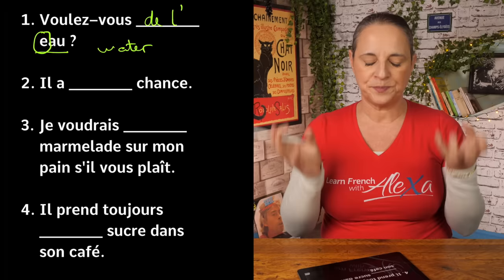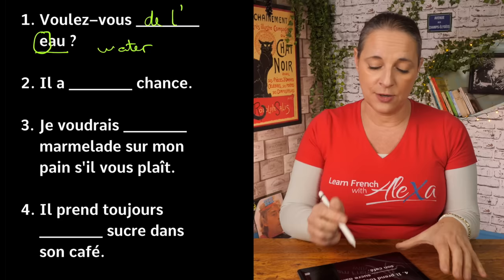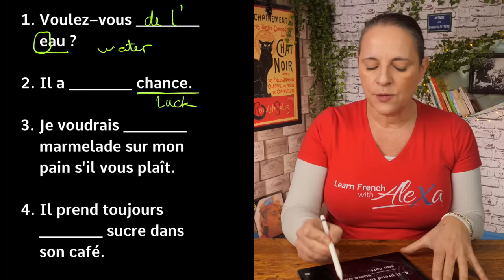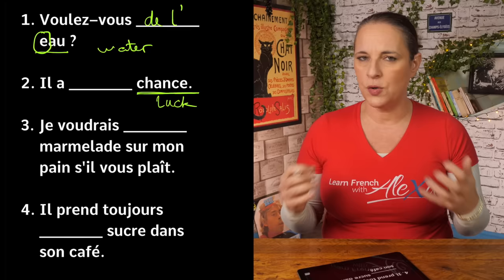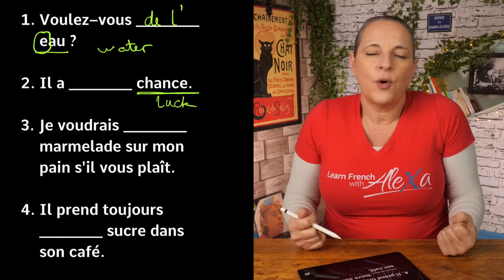Il a, and then we want to put a partitive article, chance. Now, chance is not as an object. It means luck. Okay. So we want to say he has some luck. Okay. Or he is lucky. But in French, avoir something, chance, means to be lucky. So, would it be here? De le, de la, de L apostrophe, or de? Now, you think, well, I don't know, because I don't know what gender is chance.